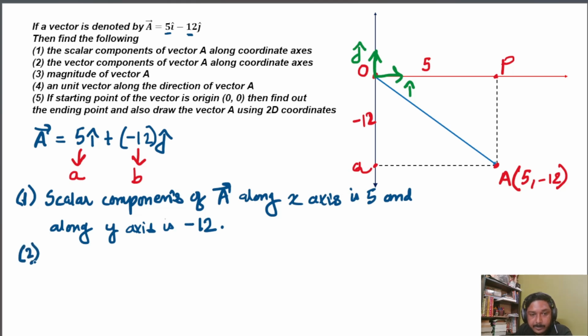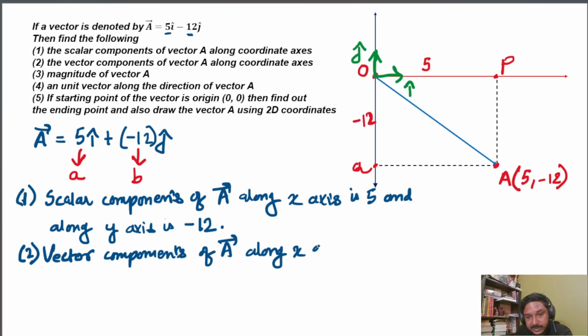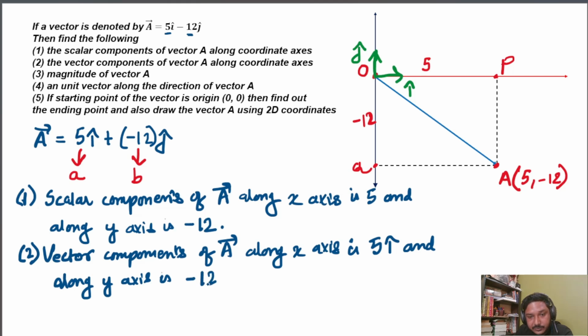Number 2, vector component. So for the vector component, simply multiply I cap and j cap with the scalar components. So the vector components of vector A along x axis is 5 I cap, and along y axis is minus 12 j cap. So that will be plus 5 I cap and minus 12 j cap.